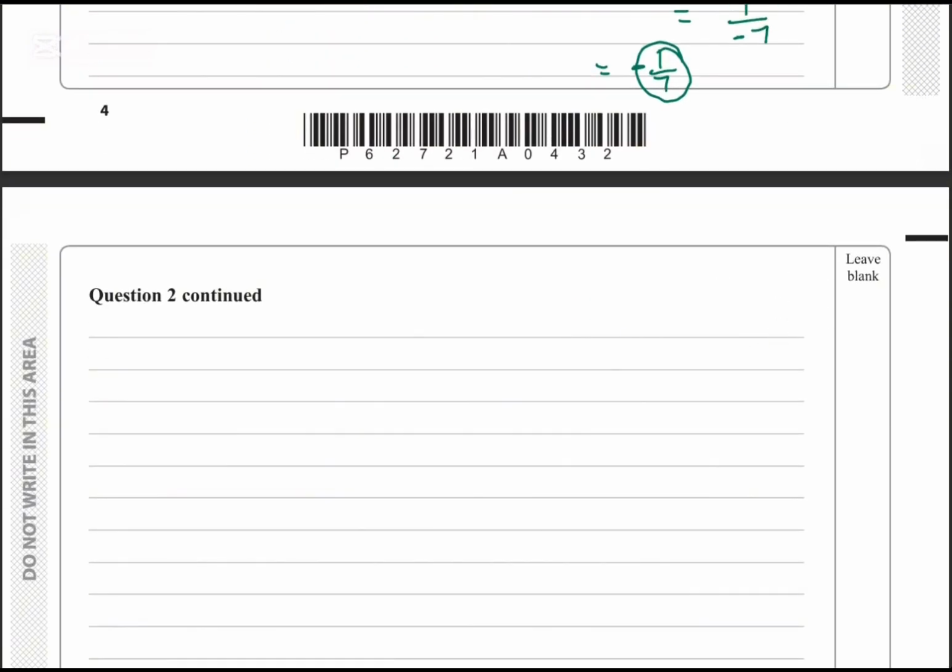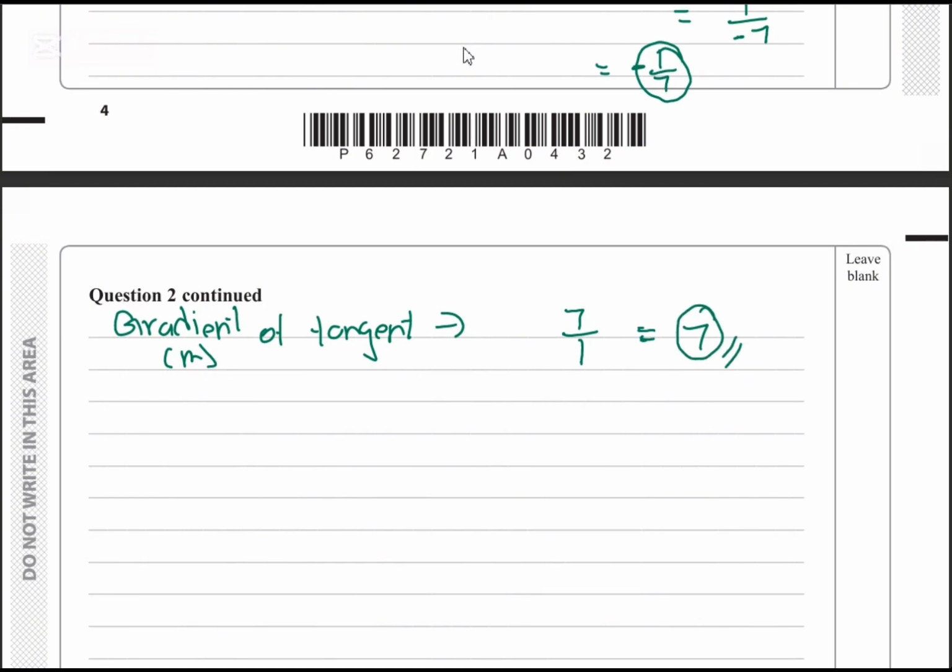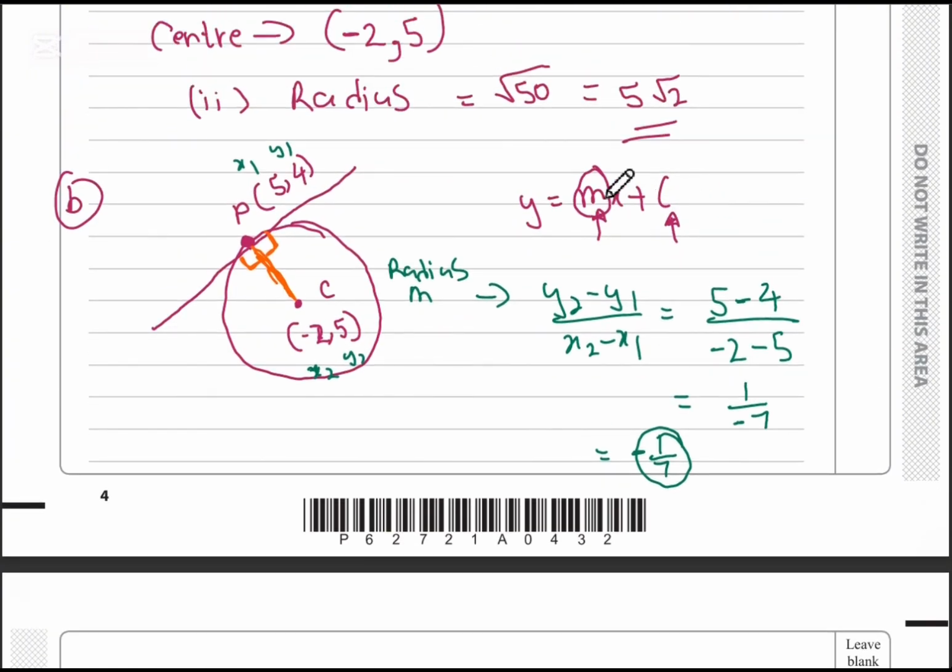So the gradient, or m, of the tangent would be what? It would be the negative reciprocal. I find the reciprocal, I put 7 up and 1 down, and it was minus, so I flip the sign to a plus. So 7 over 1 is simply 7. So this is the gradient of the tangent, and in this case m is 7. So I found my m value as 7.